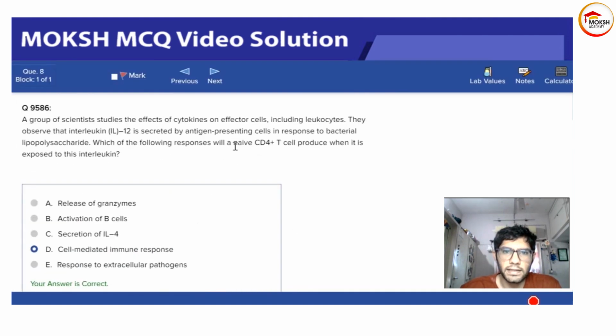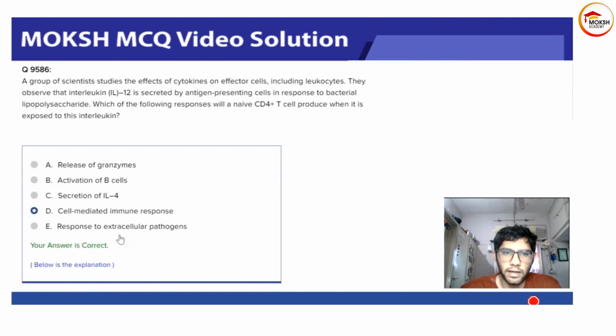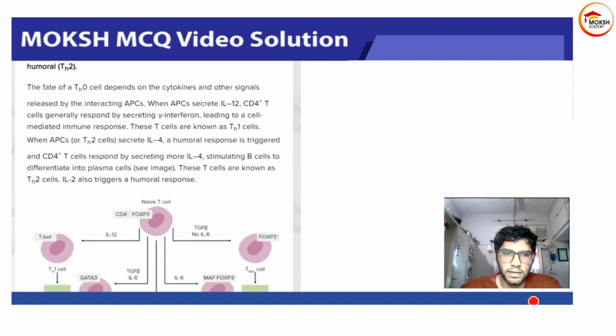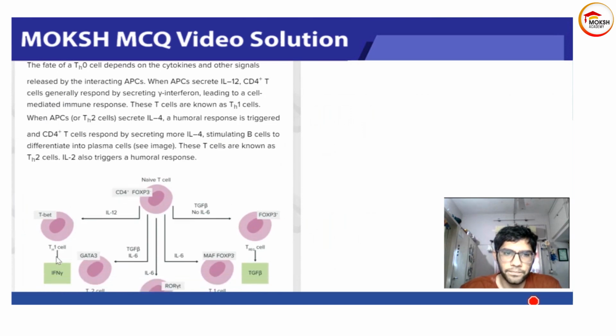So here the question is asking that if a naive CD4 T cell is exposed to IL-12, then what will happen? So a cell-mediated immune response will happen, which is the cell-mediated Th1 response.